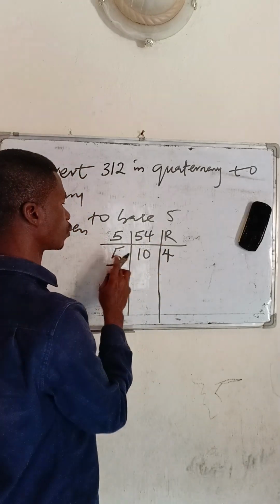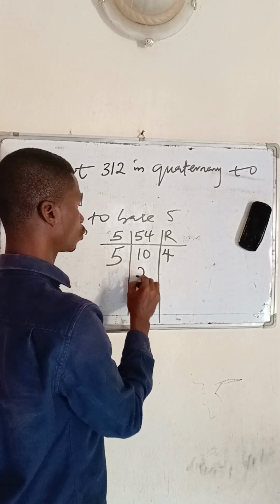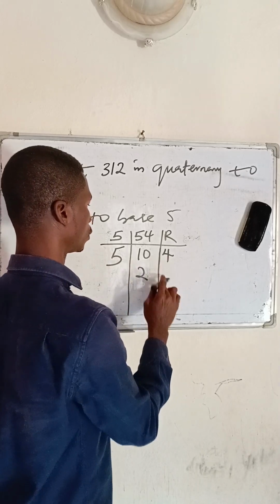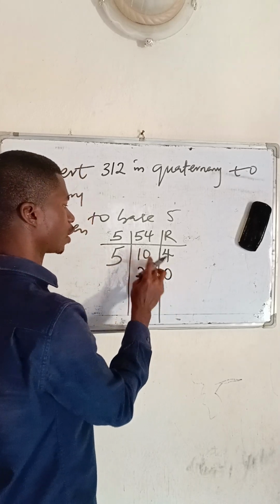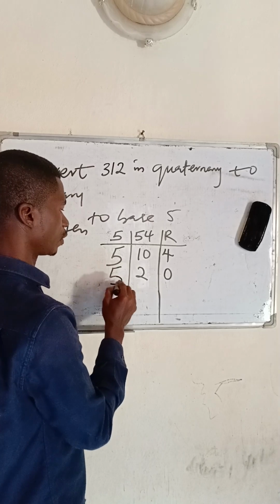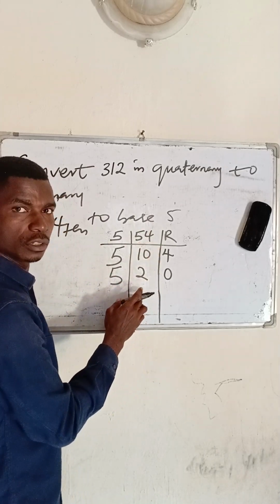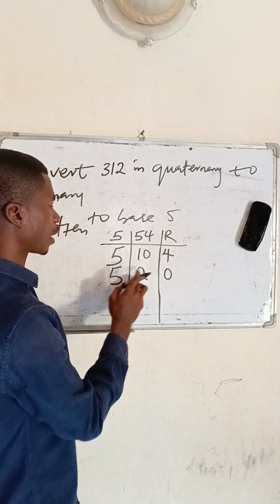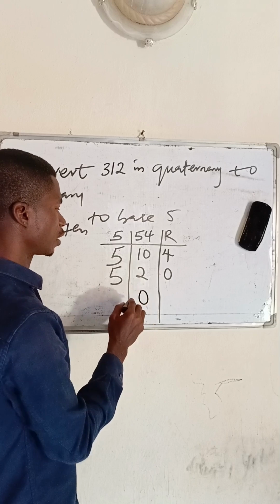This 10, you go again with 5. Are you seeing it now? How many times will 5 go into this? It is 2. Remainder what? 0. What about 5 again? You do it until you get 0. 5 cannot go into this 2, so it becomes 0. Are you seeing it now?